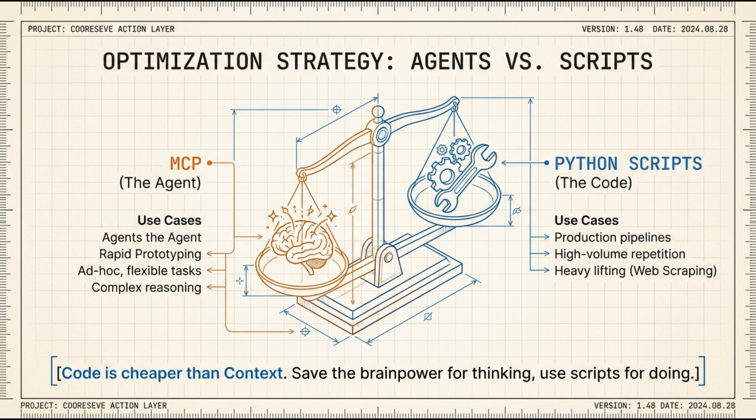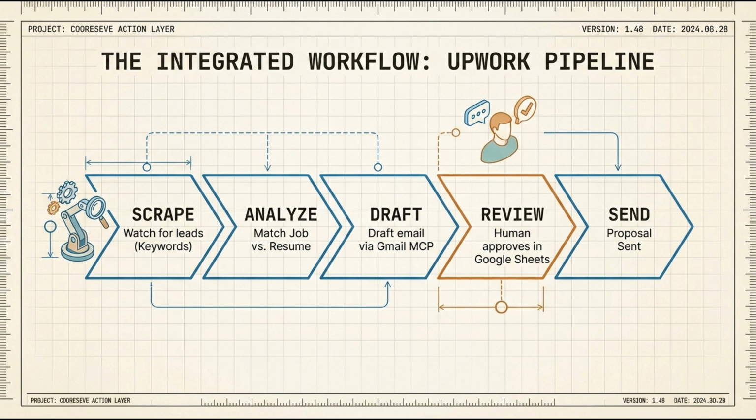We talked about these in the last episode, the doers. We did. Code is cheaper and faster than AI context. If you know exactly how to scrape a website, write a script for it. Don't make the AI figure out the tool schema and all that overhead every single time. Save the brain power for the thinking. Use the scripts for the doing. Okay, that is a crucial distinction. MCP for flexibility and prototyping, scripts for scale and production. Correct. Use the right tool for the job.